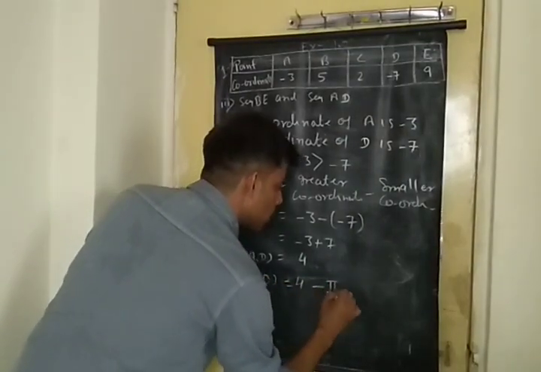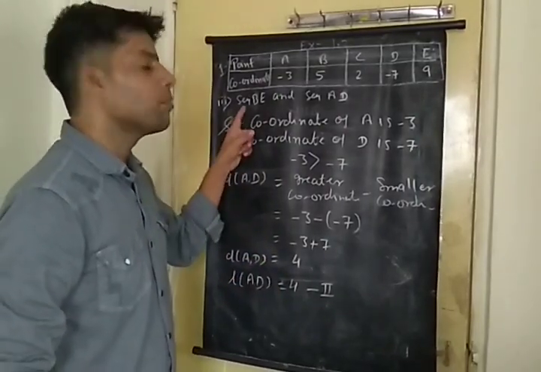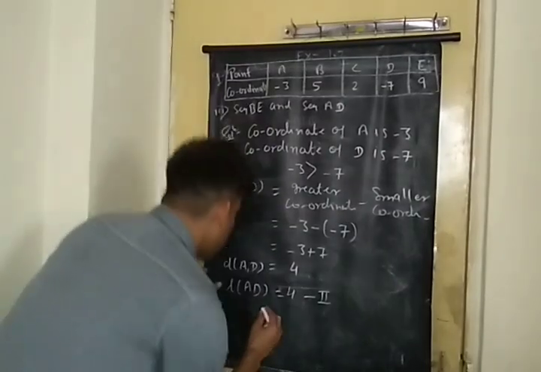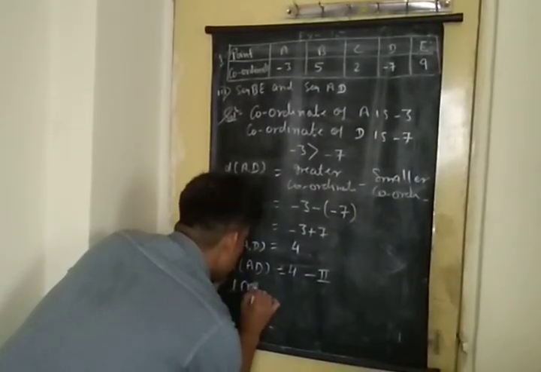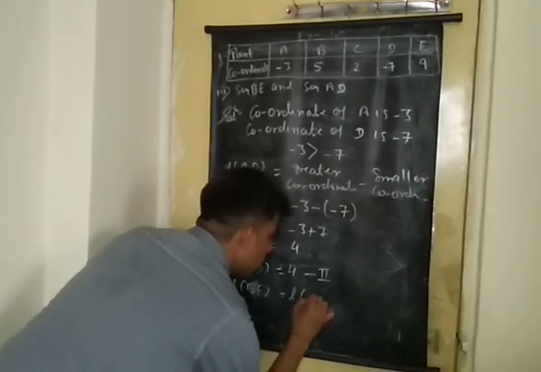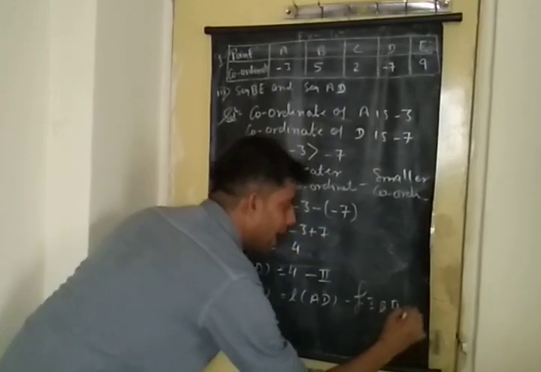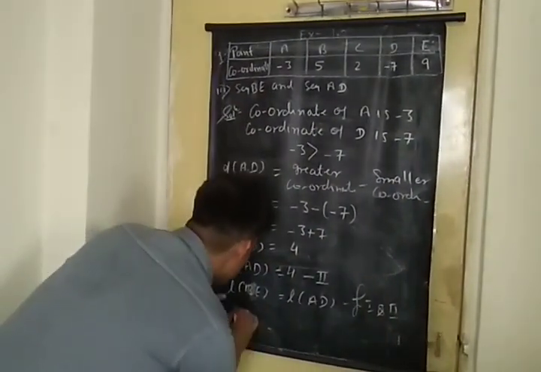Mark it as what? Result number 2. Now we'll compare the two results. In equation 1 we have got BE as 4. Now we have got AD as 4. So we can write, since the length of BE is equal to the length of AD from 1 and 2, and as per the definition, if the lengths are equal, then the segments are congruent.